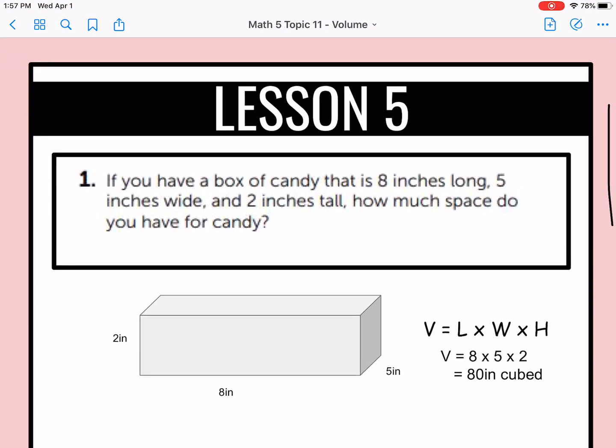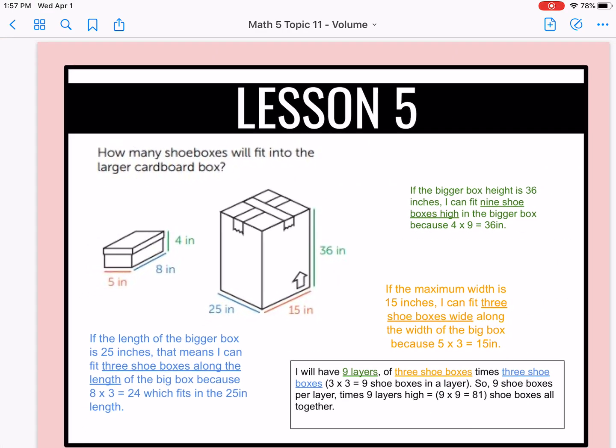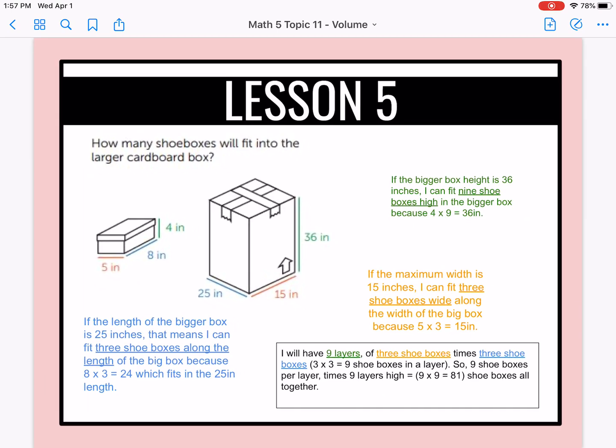Let's look at another example. So you can see that it gave you all the information. You just had to know the volume formula. That's all you had to do in this problem. Okay, in the next one, this is a little bit more difficult.